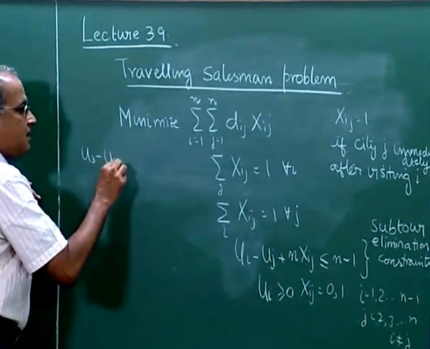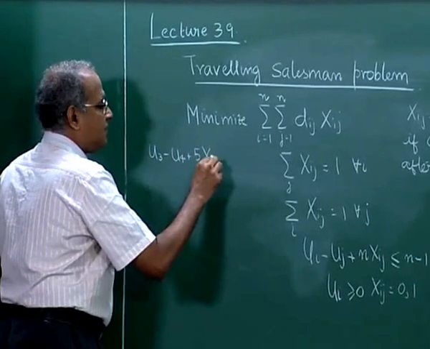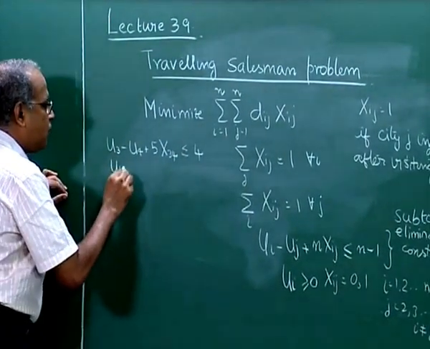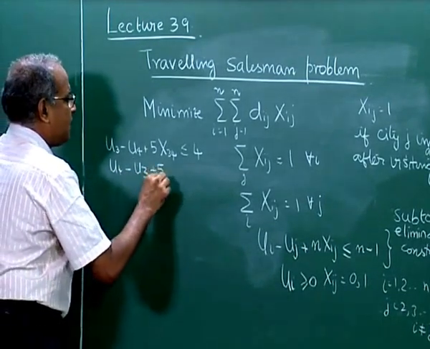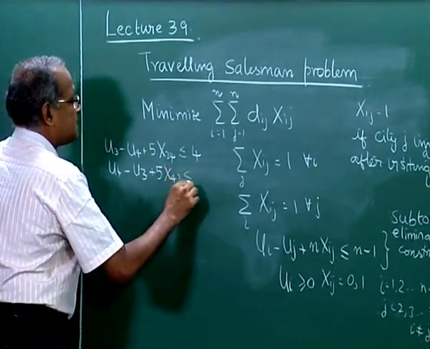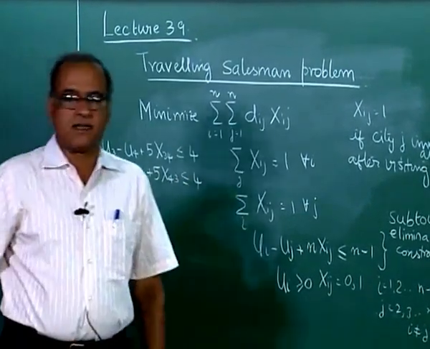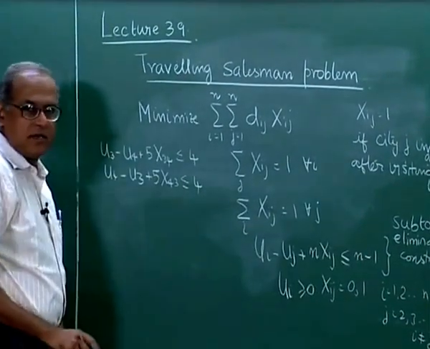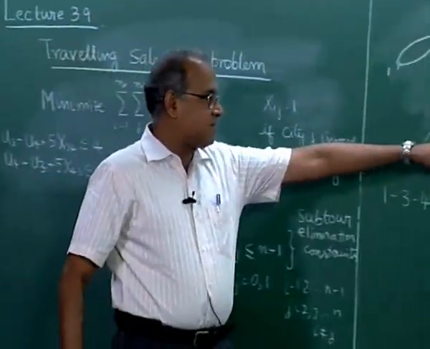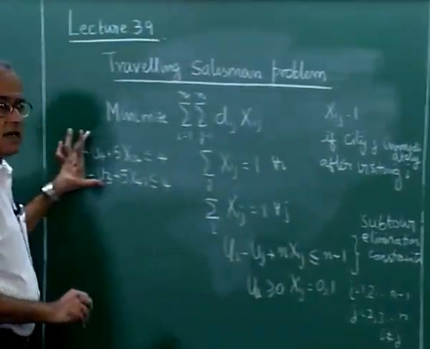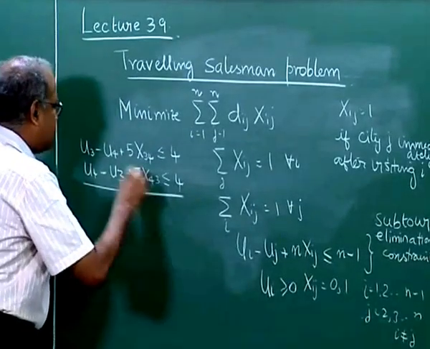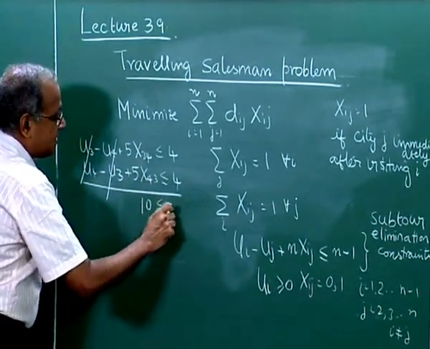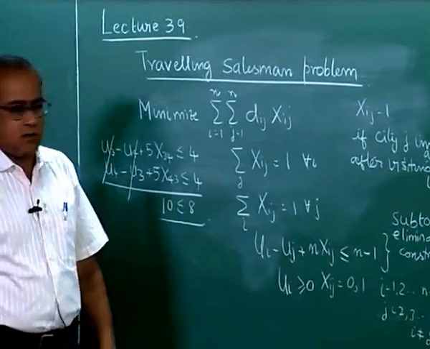say u3 minus u4 plus 5x34 is less than or equal to 4, and u4 minus u3 plus 5x43 less than or equal to 4. There will be a constraint like this, where I have just written ui minus uj plus n xij less than or equal to n minus 1. Now if such a subtour exists, then these two constraints have to be satisfied. Now we realize that adding vertically, if both are equal to 1, you will get 10 less than or equal to 8, which is not true.